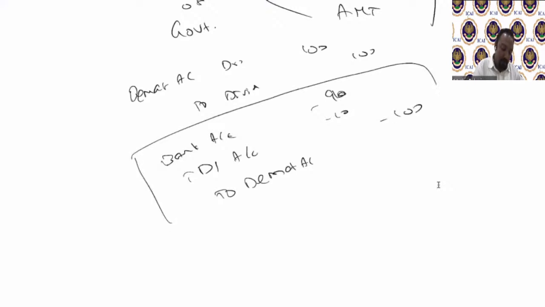When you're actually receiving the dividend, you will receive it after TDS. So your entry will be bank account, TDS account to demat account. So it will be 90, it will be 10, and this will be 100, right? So this will be your entry. Bank account debit, TDS account debit.